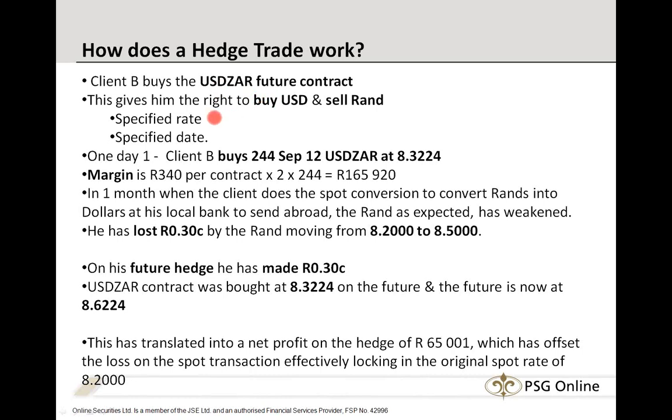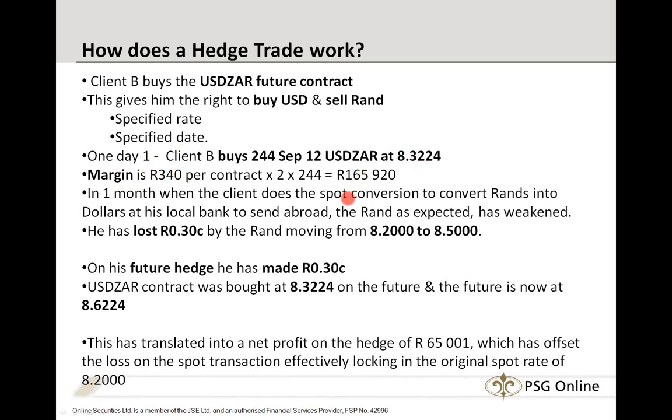So obviously they're getting at a specific rate and at a specific date. So on day one, he goes and buys 244 contracts at 832. Remember, the spot is at 12. This is where the futures market is trading right now. So his margin, remember, again, in this situation, 340 Rand times 2, times my 244 contracts. That's how we got this number here.